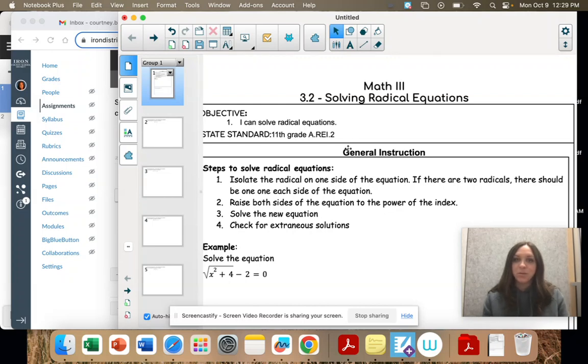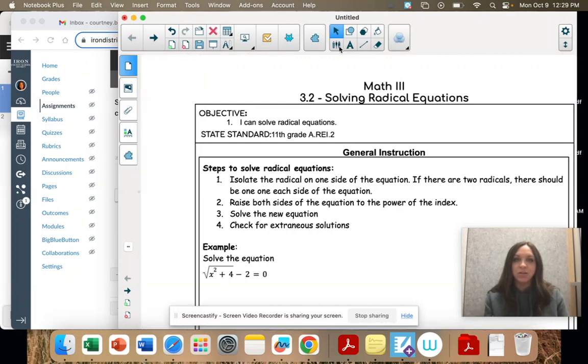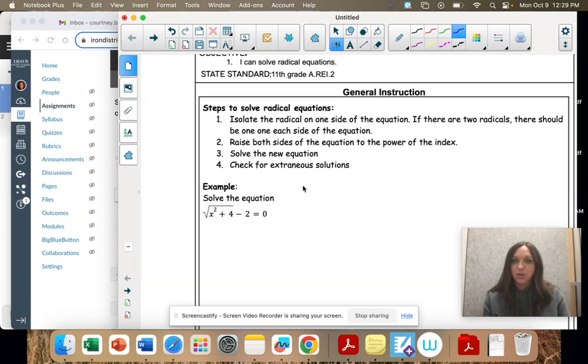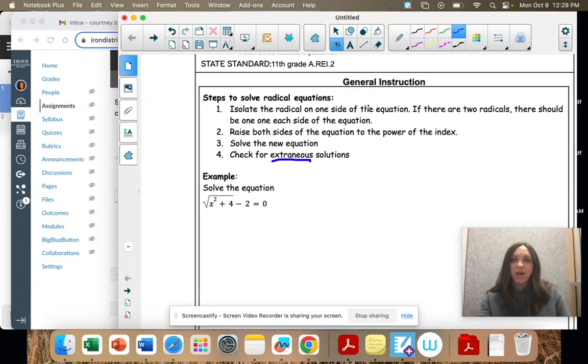Okay, 3.2, we are switching to radical equations, and it's a lot easier than rational, but we're including this because we still have to check for extraneous solutions like we do with rational equations. So first step is isolate the radical on each side of the equation. A radical, just a reminder, is a root. It can be a square root, a cube root, and really any index number. That makes it a radical.